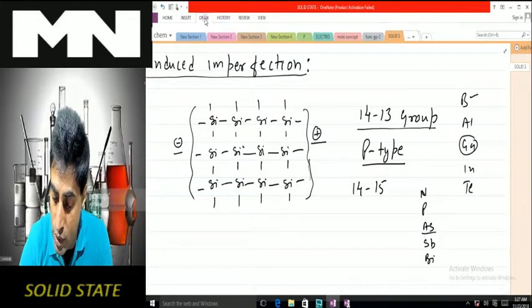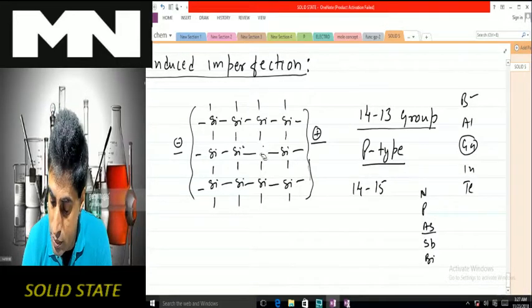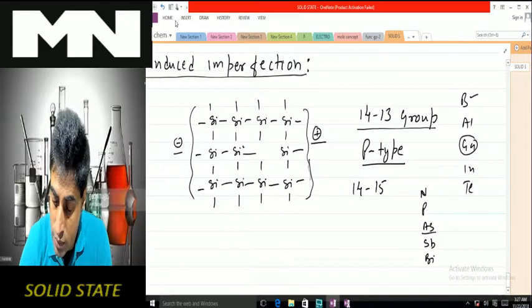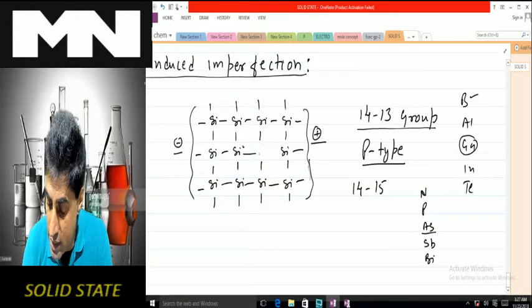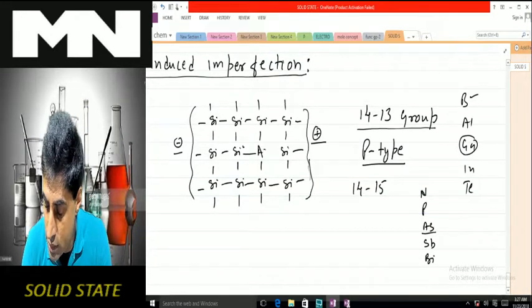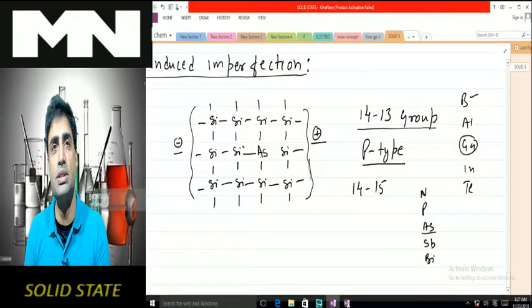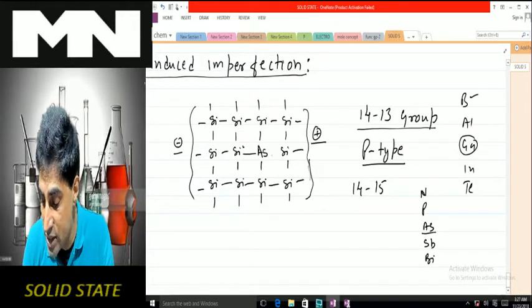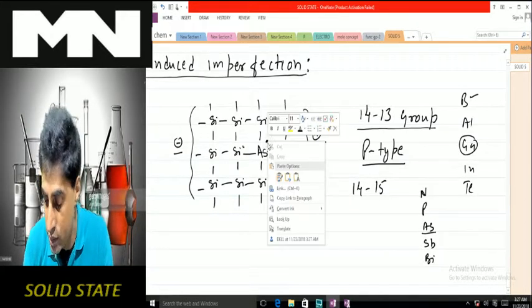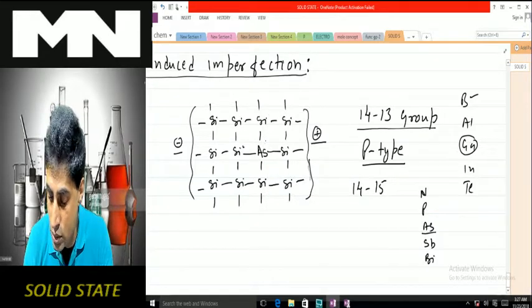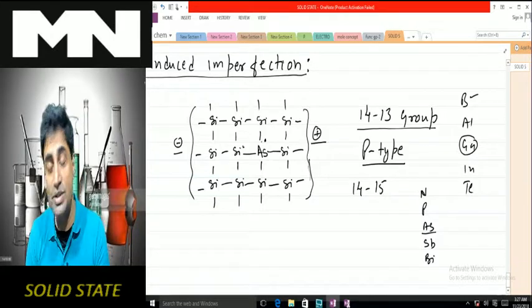So first I have to remove a silicon atom. So here I have got arsenic as an impurity. Since it belongs to 15th group, that means in the valence shell it has got 5 electrons. With 4 electrons it is forming bond, and here you will see an extra electron. So you got an extra electron.